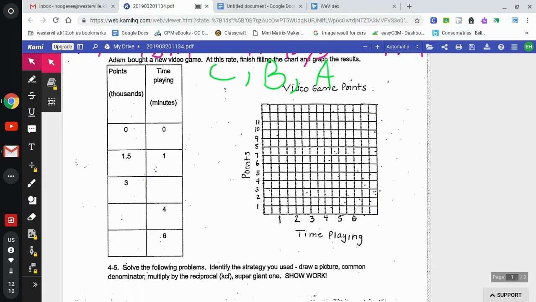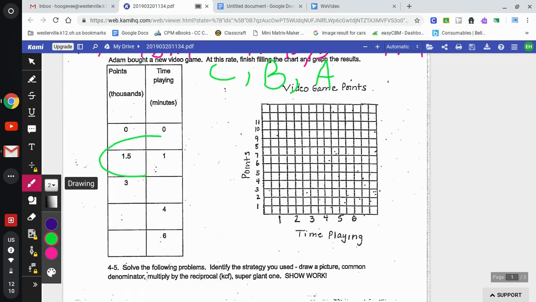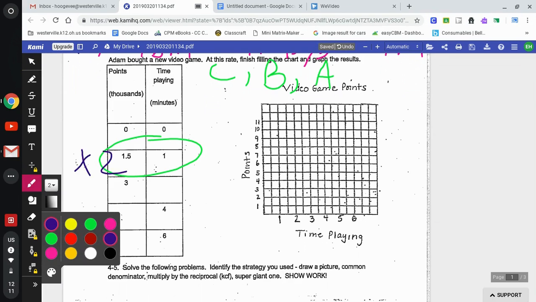No different. We have a constant rate. Adam bought a new video game. At this rate, we have to finish how many points he would score. So he scores the same points for each minute. 1.5. So using that information, I went from 1.5 to 3. How did I do that? Well, he probably multiplied it by 2 because 2 times 1.5 is 3. So what I do to one side, I do to the other to keep it equivalent. So this is 2 minutes of playing time.